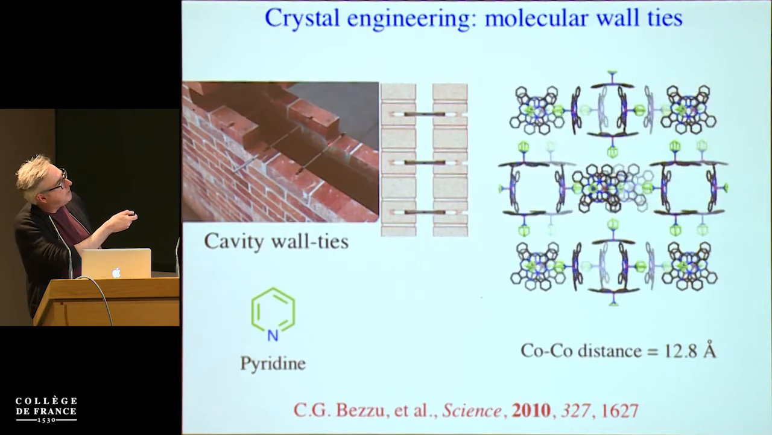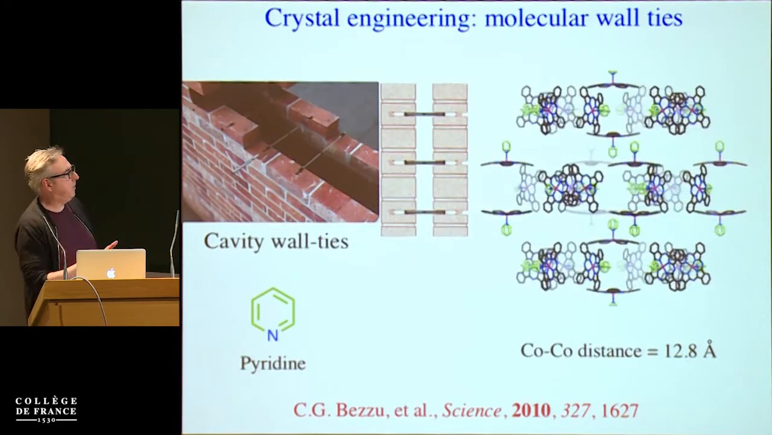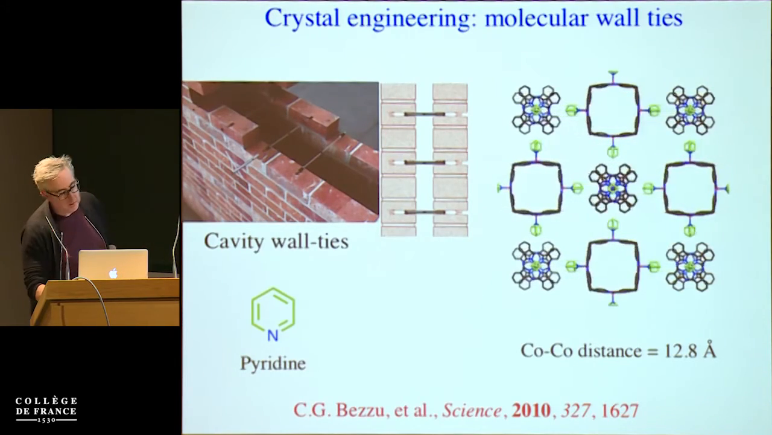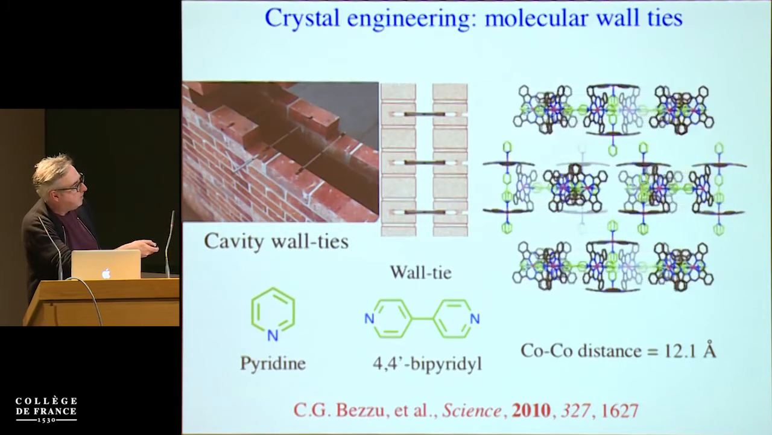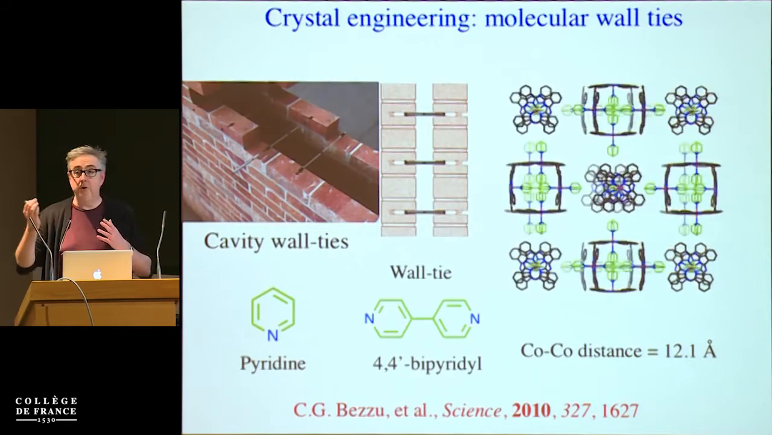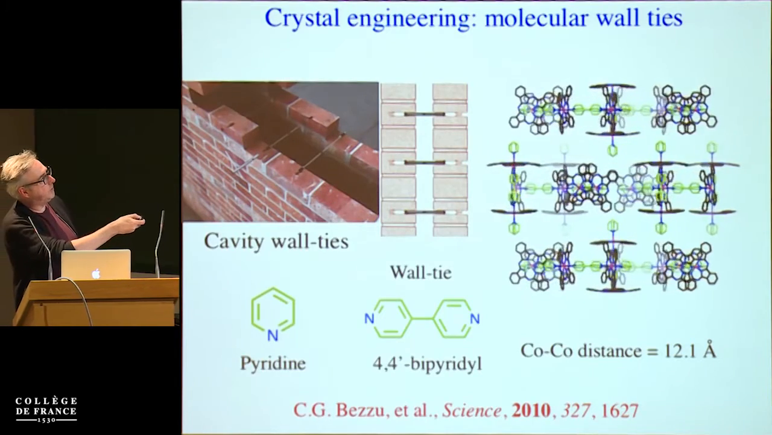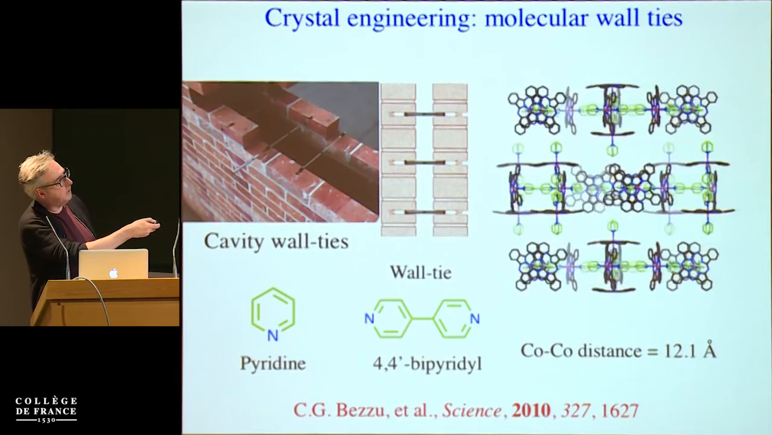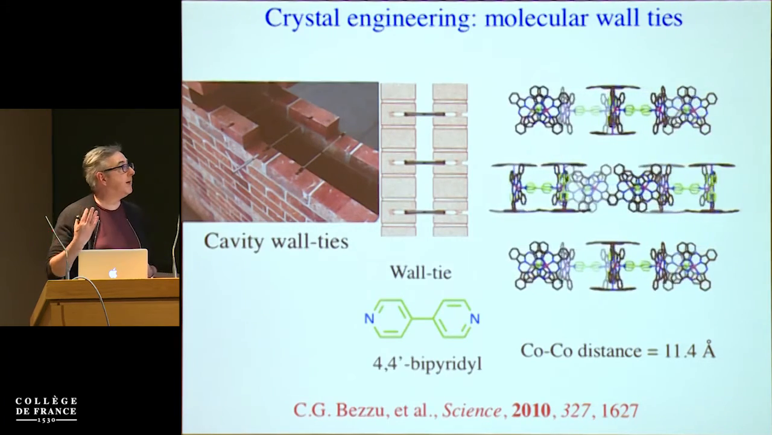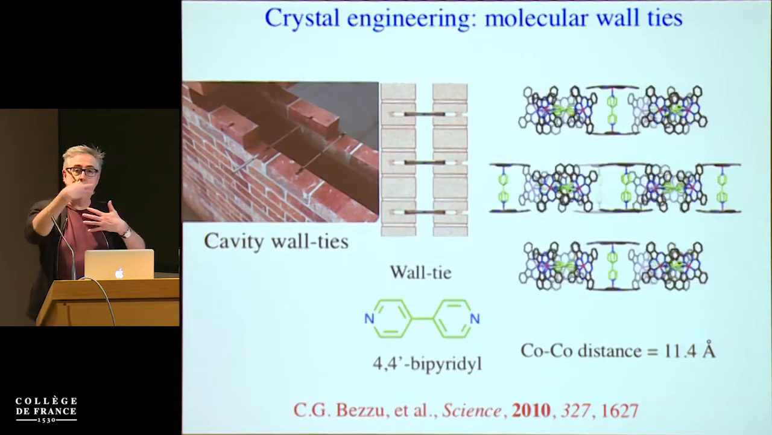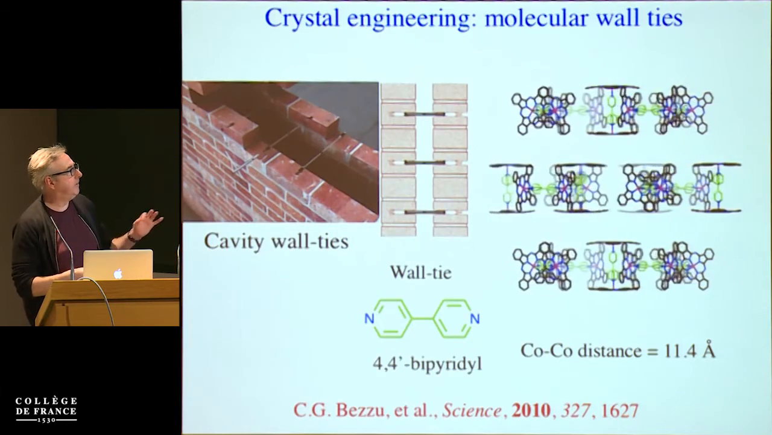In a brick wall, you actually have two brick walls, and they're held together by what's known as a wall tie. And so what we looked at was the distance between the cavity here, and it fits pretty much perfectly for 4,4'-bipyridyl. So what we did was just introduce bipyridyl into the solvent that was in contact with the crystals, and then took the crystal structure, and the bipy sort of docked in between the metals in the cavity. And when we'd done that, you could then evacuate the solvent out of the crystal, and the bipies were left, but all of the solvent and the pyridine inside the void was now vacant.